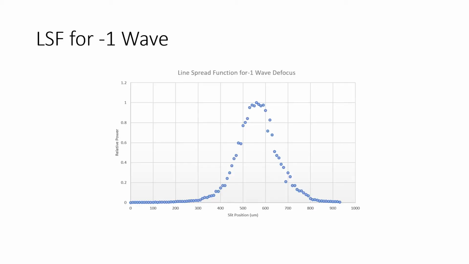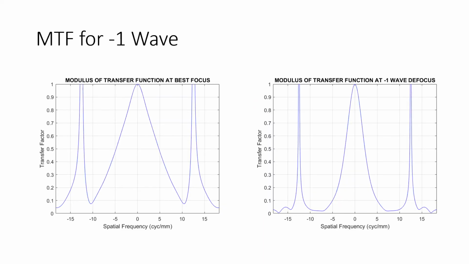Shown here is the line spread function for -1 wave of defocus. We expect to see a dip in the central peak because of the dark ring that's found in the defocus location, but the line spread here has a greater width than at best focus, which is what we expect. The beam was profiled a second time at -1 waves of defocus, and the same data processing technique was followed for this data set. Here we show best focus and -1 wave of defocus, and we can see the different values but they generally follow a similar behavior.